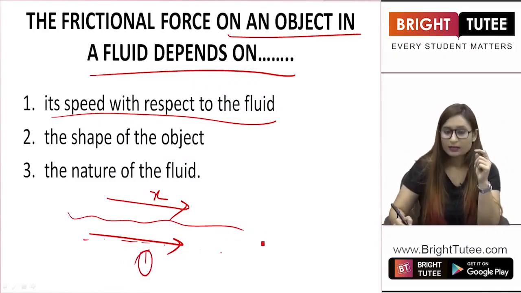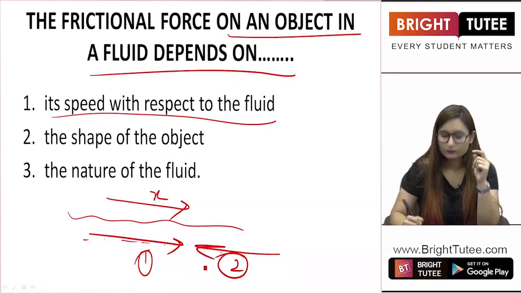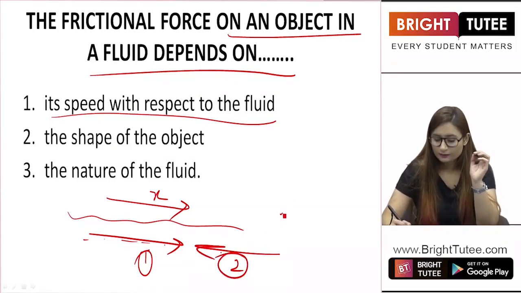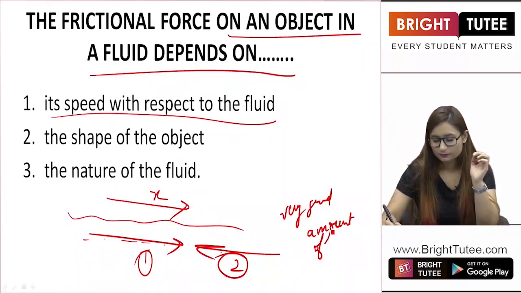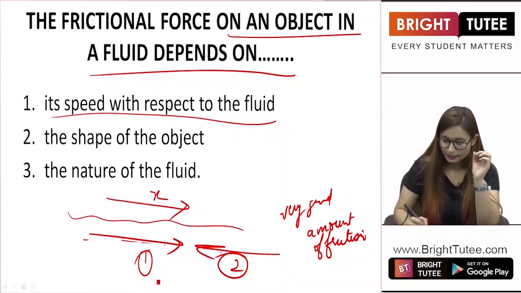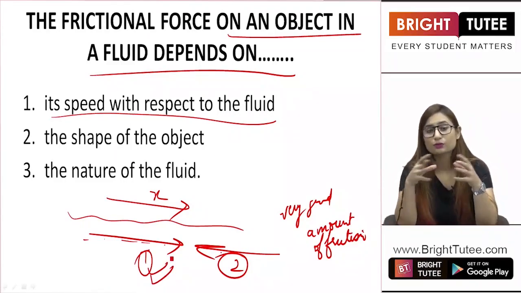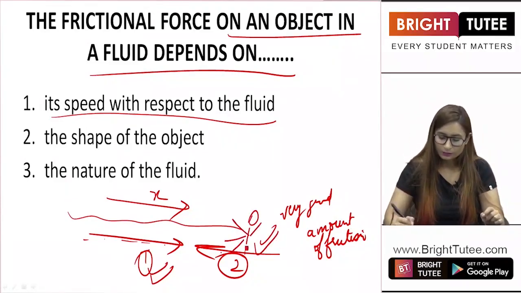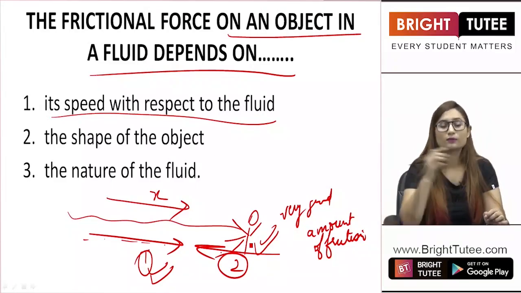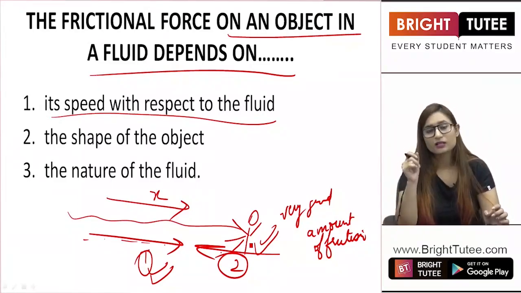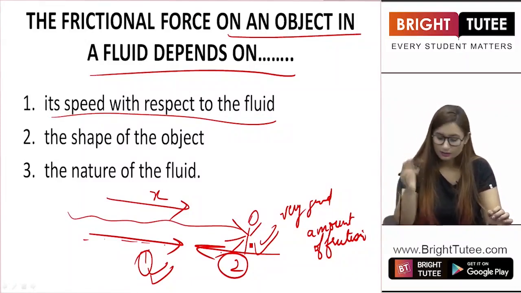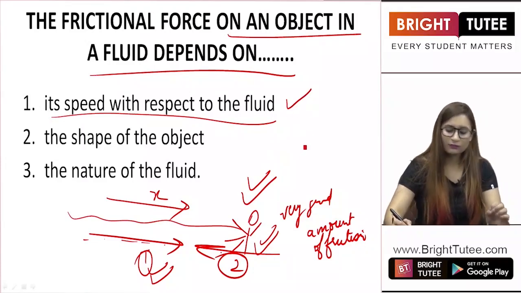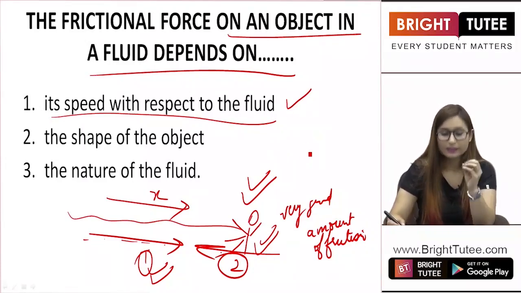But this was case 1. In case 2, you are walking against the speed of the water, then you will experience a very good amount of friction. In case 1, the friction is much less, the water helps you to move. But in case 2, when you are moving opposite to the water, when you are trying to move towards the water and water is flowing in your opposite direction, then you notice that the friction that you experience is much higher. So we can say that the amount of friction depends upon the speed with respect to the fluid, right?